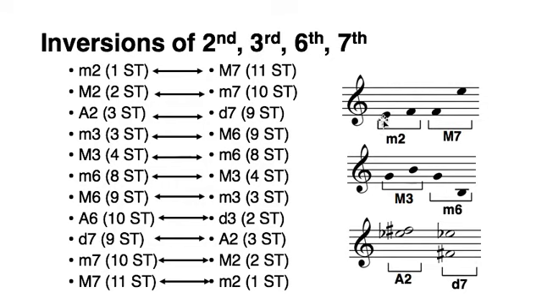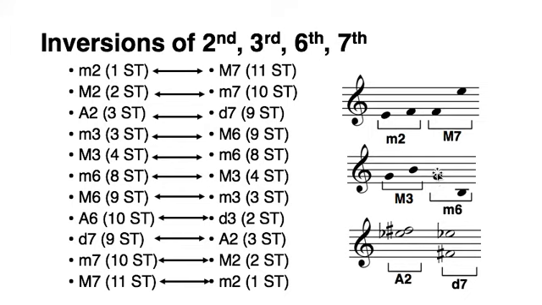Here are some examples here. E to F, there's only one semitone between them, minor second, and then you do F to E, right? F becomes the bottom note, and E becomes the top note. That's a major seventh, right? 11 semitones there.